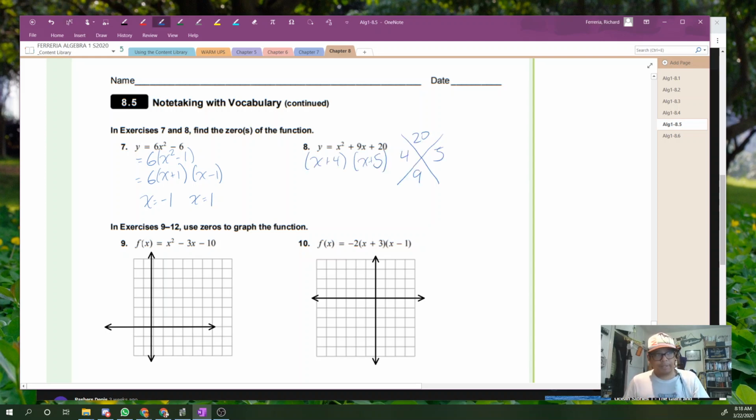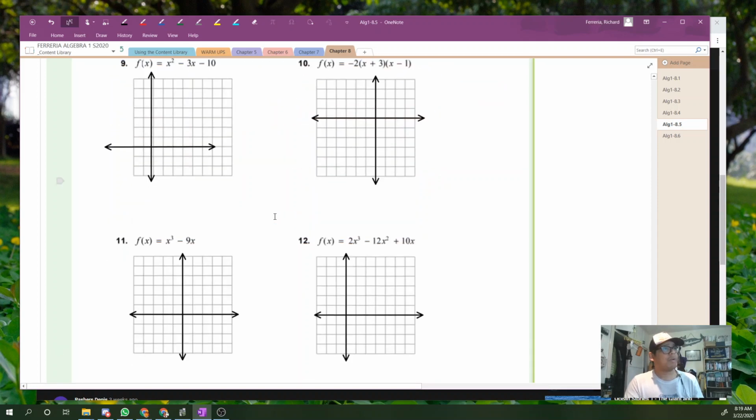All right, did you get x plus 4, x plus 5? I did. And that's x equals -4 and x equals -5. Why did I put a parenthesis there? Okay, numbers 9 and 10. I think we're going to do numbers 9 and 12, and then we're done for today.